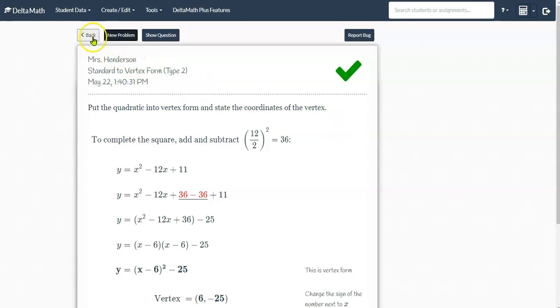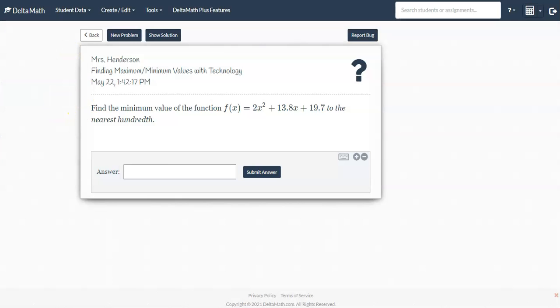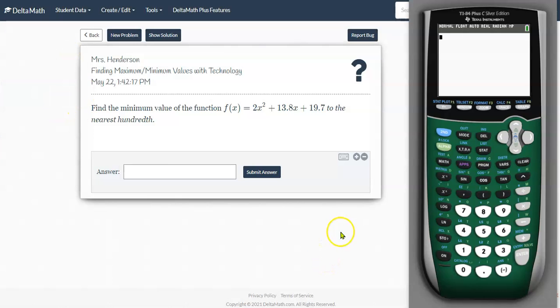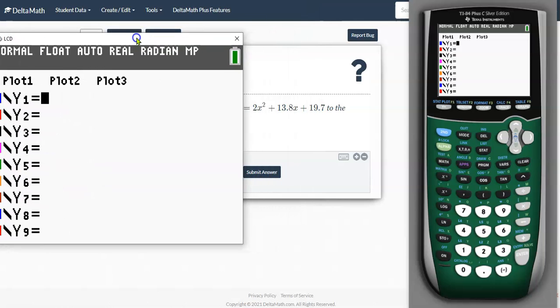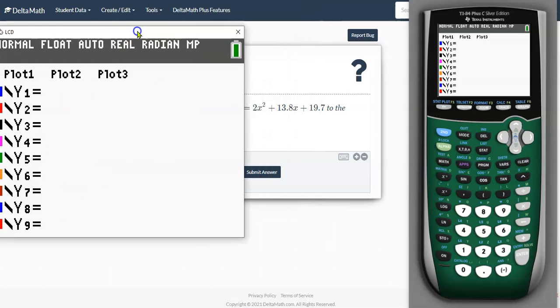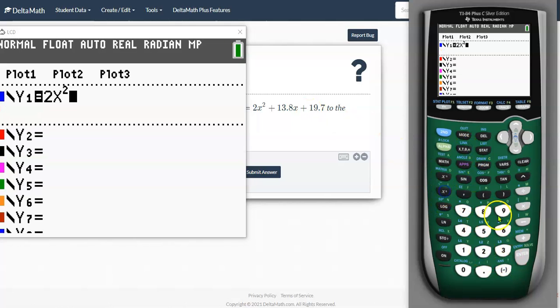That's it. All right, let's take a look at the third one. Finding maximum and minimum values using technology. So that means you're going to need a graphing calculator. Turn on the y equals button. Let me make my screen large for you to see. And then we're going to type in this function, 2x squared plus 13.8x plus 19.7. Now I can move this over for you.